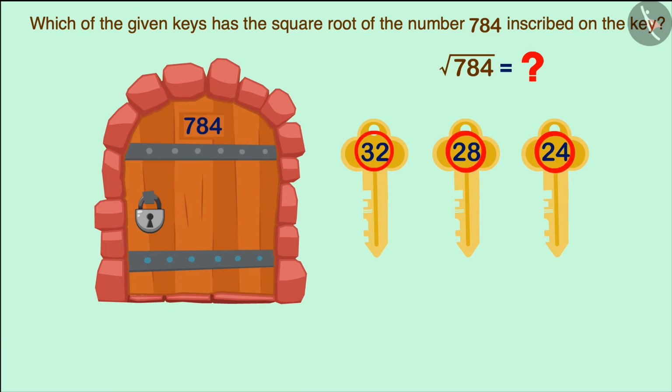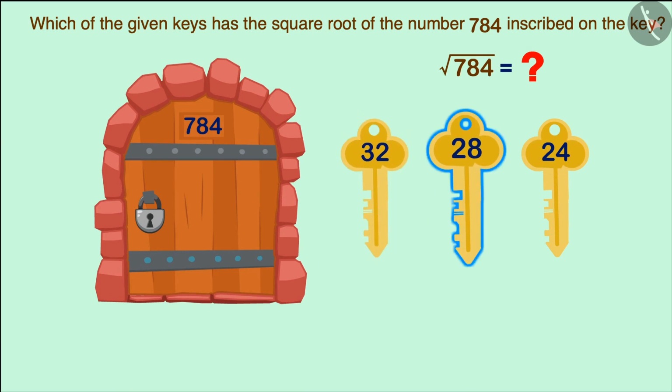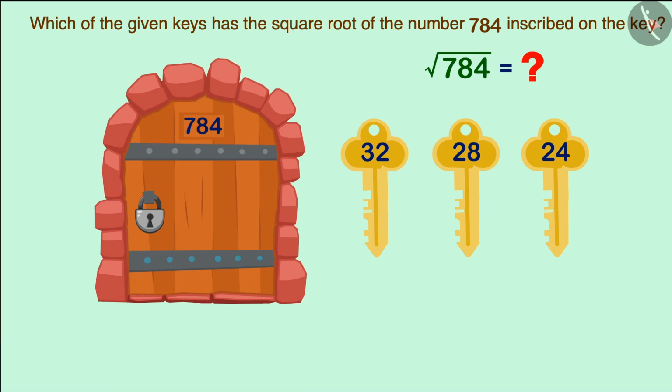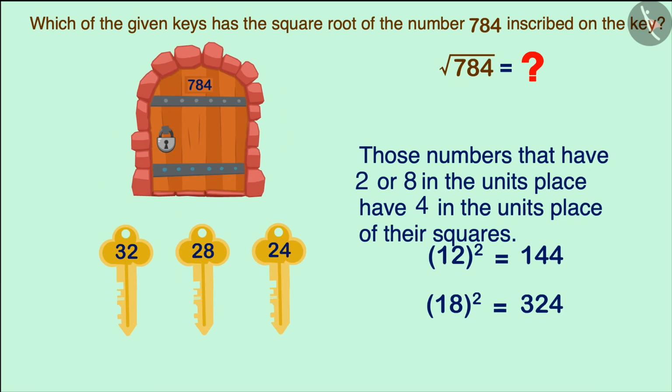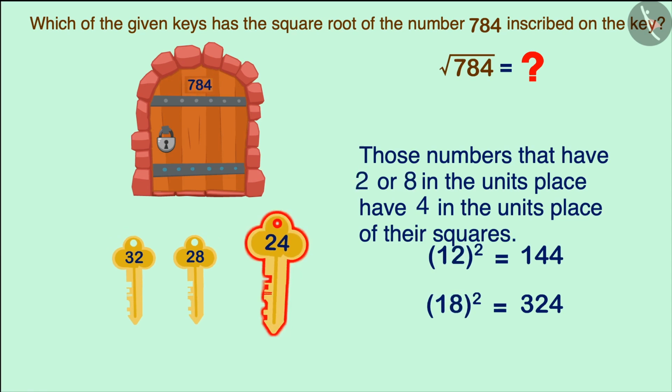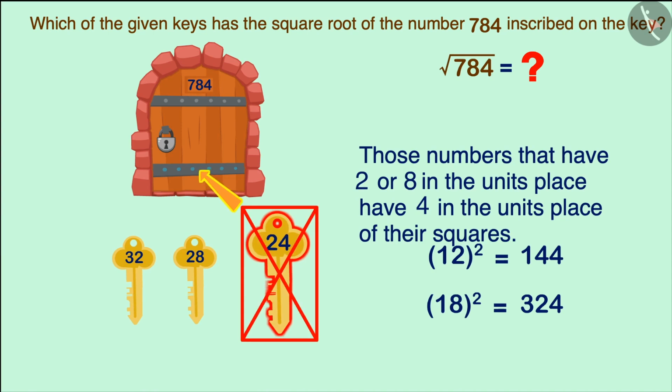Now the remaining 3 keys have even numbers. Which of these is the square root of 784? The number 784 is a perfect square number with 4 in its units place. We know that only those numbers that have 2 or 8 in the units place have 4 in the units place of their squares. This means that the square root of 784 will be one of the numbers that have 2 or 8 in their units place. Thus, the key with the number 24 will also not open this lock.